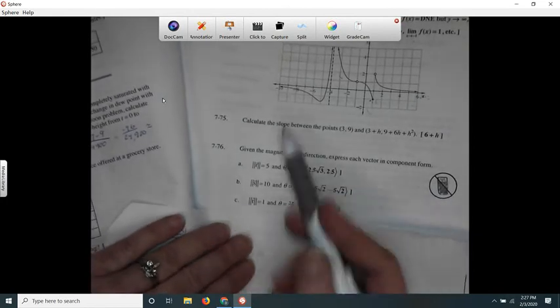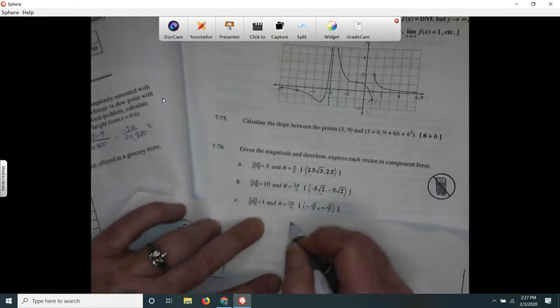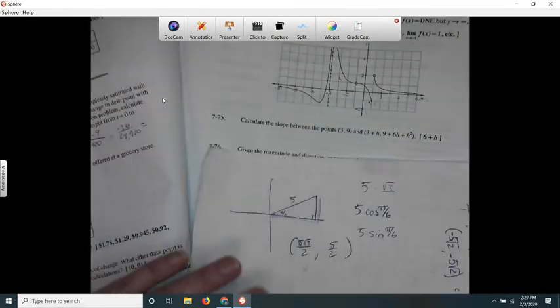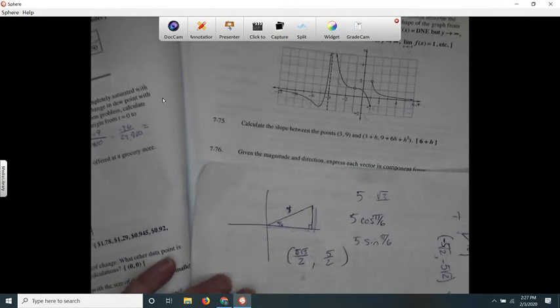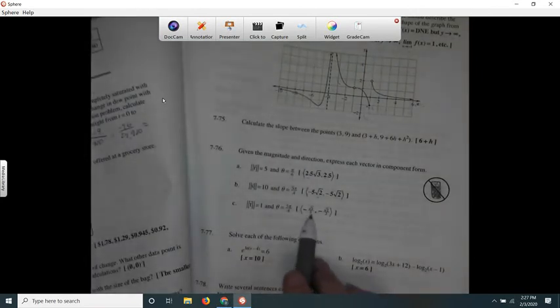And then letter C, we have the same thing, so I'm going to use my picture that I had before. This is just a 1. So this would be 45. It's just negative root 2 over 2 and negative root 2 over 2.